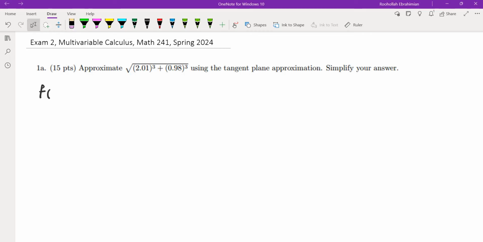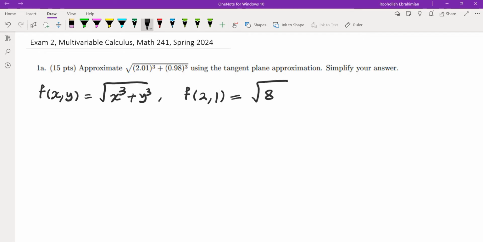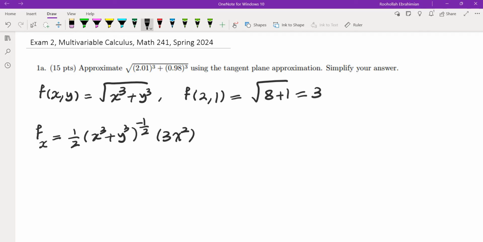So what we're going to do is start from a function f of x, y equals the square root of x cubed plus y cubed, and also a point close to (2.01, 0.98), where the value of this function is easy to evaluate. Clearly f of (2, 1) is a good one, so that would be the square root of 8 plus 1, which is 3. Next, we're going to differentiate this one, so that would be 1/2 (x cubed plus y cubed) to the power of negative 1/2 times 3x squared. Then we're going to plug in the values of 2 and 1 for x and y.